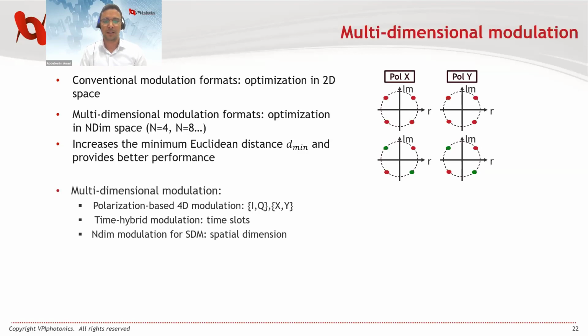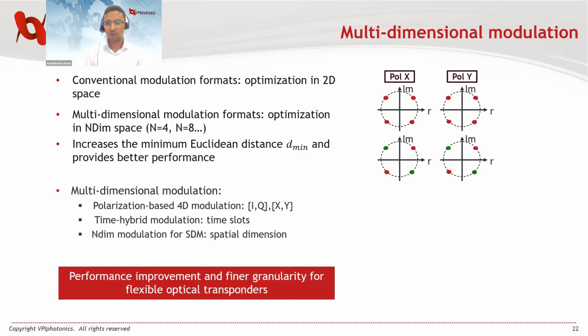Multi-dimensional modulation can be done in polarization-based 4D, as it's shown here, but also it can be done in time slots, so that time slot 2 has dependent signal on time slot 1, and so on. And it can be also done in space division multiplexing as a spatial dimension by having dependent signal or symbol on multiple modes in multi-mode fiber or multiple cores in multi-core fibers.